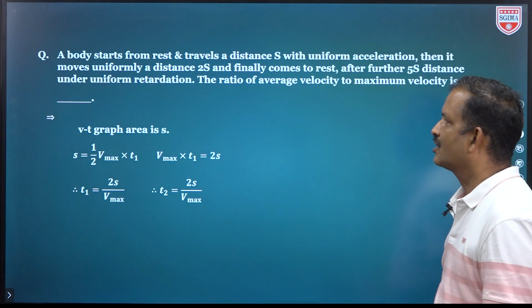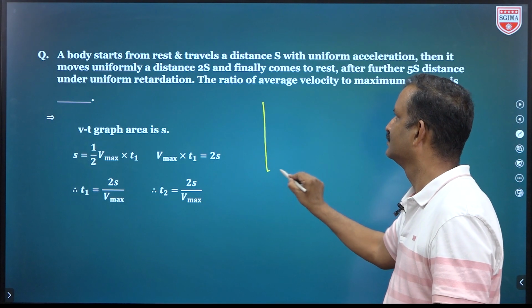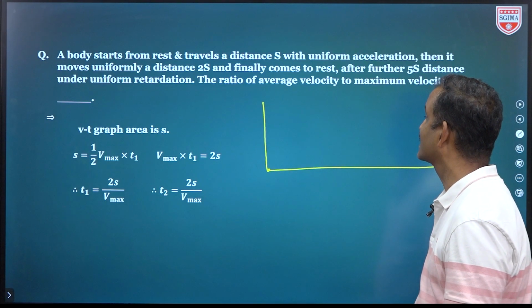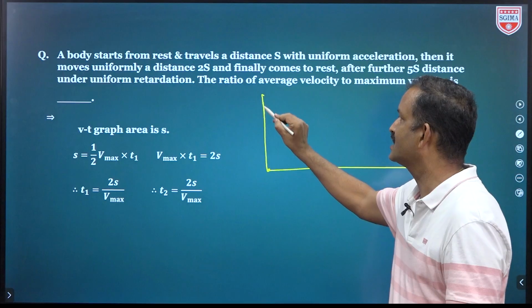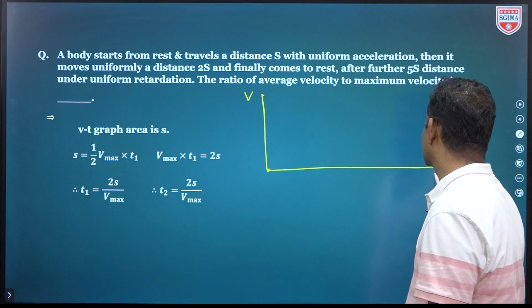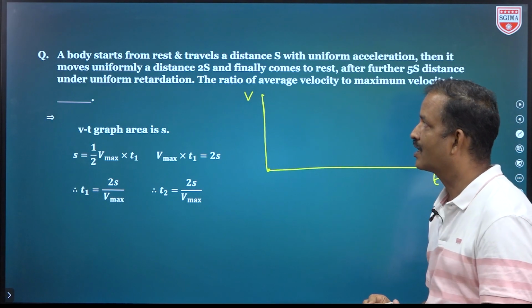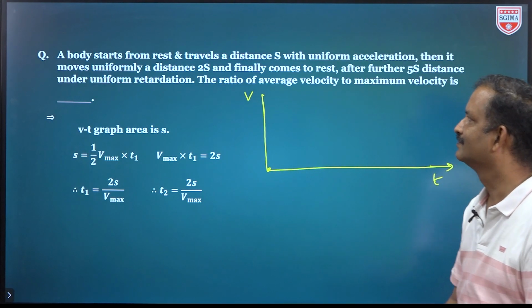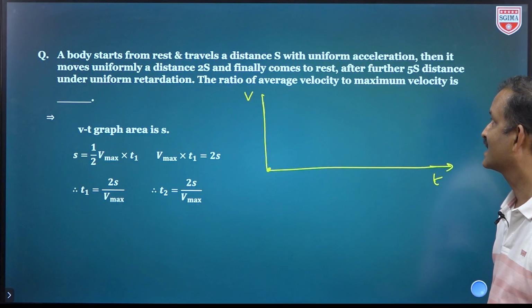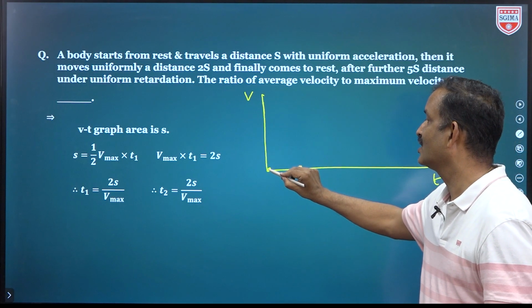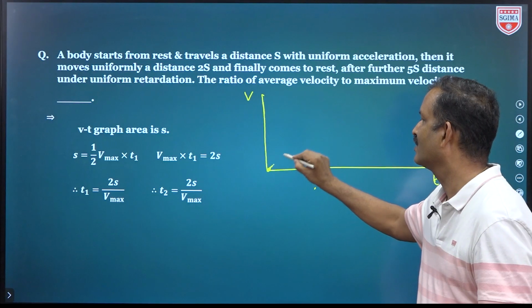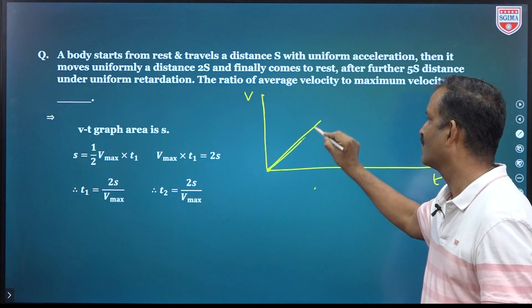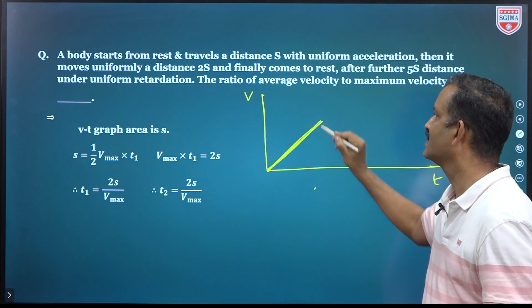A body starts from rest. Travels a distance s with uniform acceleration. For this one, it is better to draw the velocity time graph. For these problems, you have to draw the velocity time graphs. Body started from rest, travels a distance s with uniform acceleration. For uniform acceleration, velocity time graph is in this way.